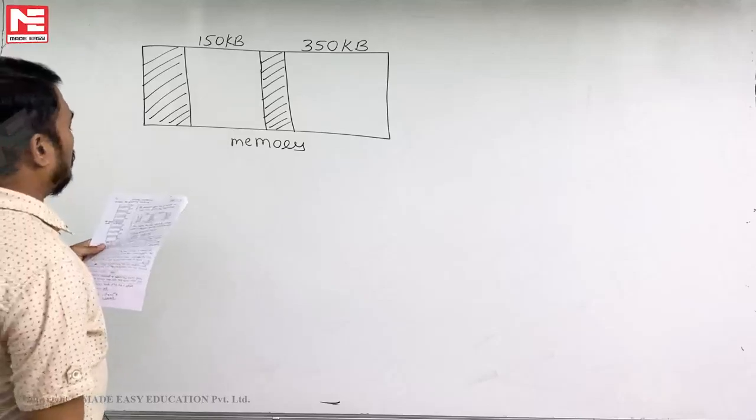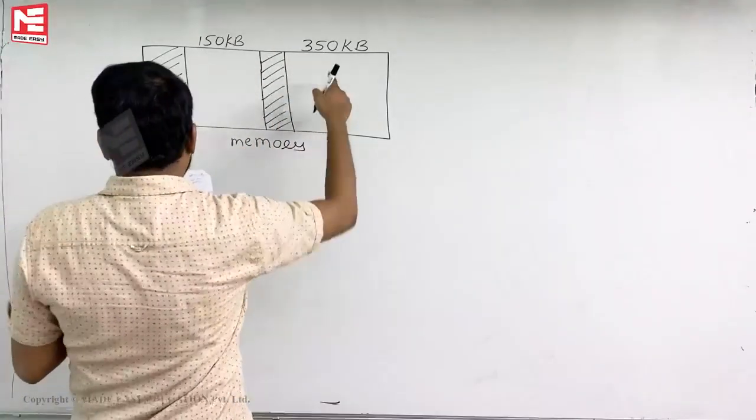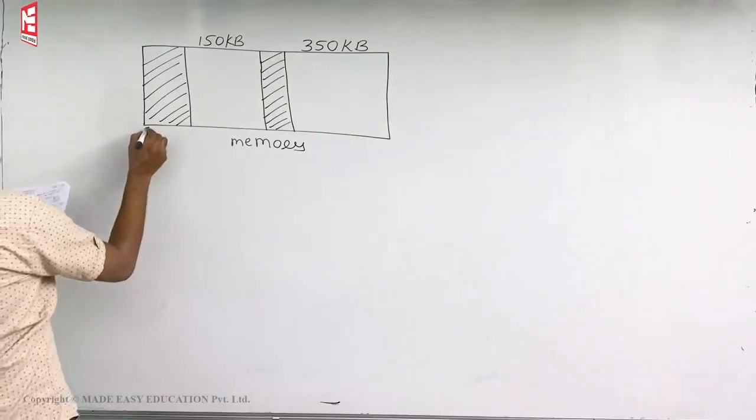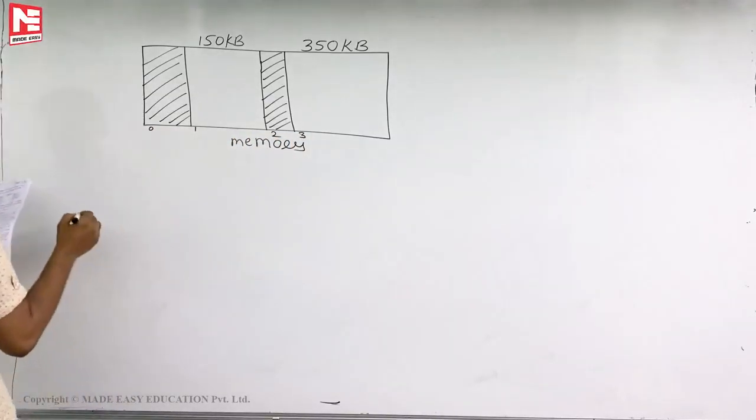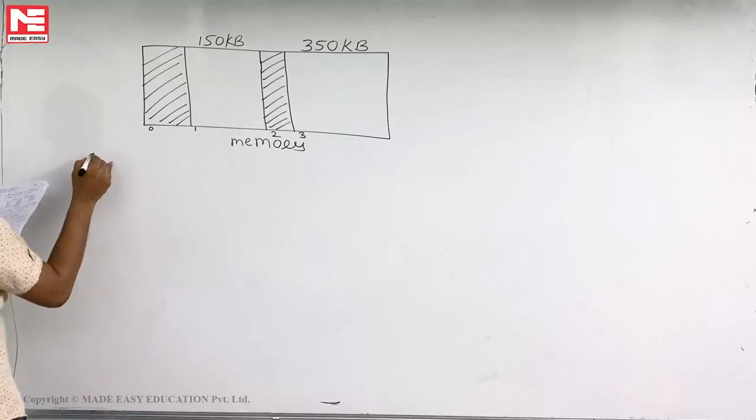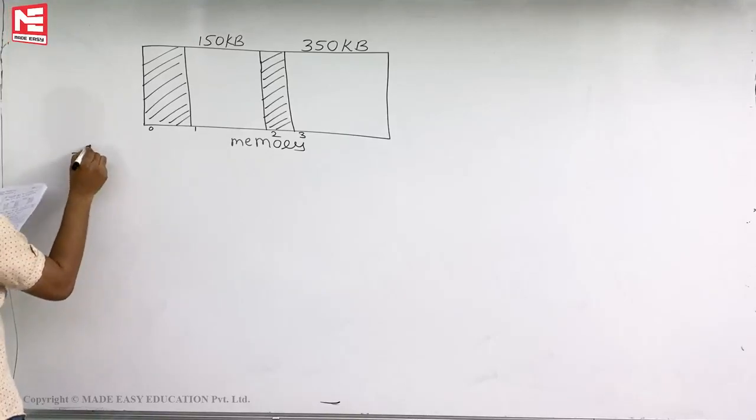Okay, so this is a 150 KB and this is a 350 KB. So the partition numbers are 0, 1, 2, 3, and that's the order. Okay, simple. Note down.